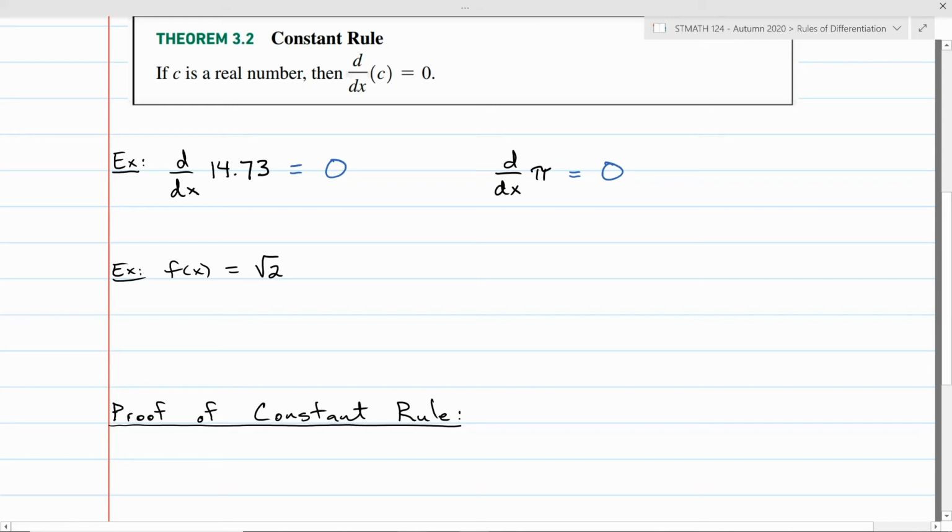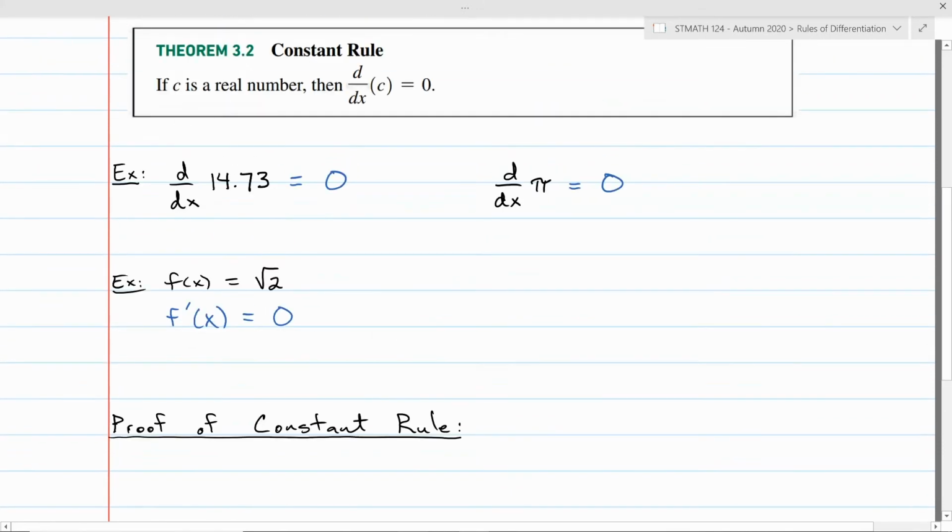How about square root of 2? Is that a constant? Well, you can punch it in your calculator and you'll see that you get some decimal approximation of it that's always the same. So it's a constant. So if f of x is just the square root of 2 function, the derivative of that constant function is again 0. I like that rule. Easy to apply.